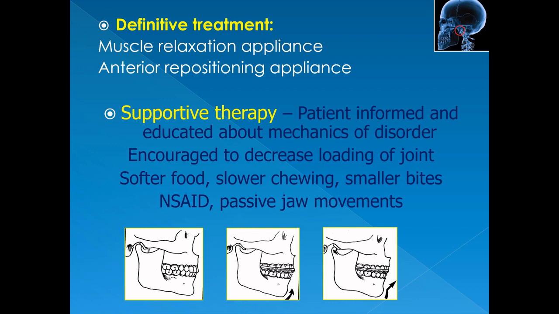Now the supportive therapy. Here the patient has to be informed about the mechanics of the disorder and the adaptive process that is essential for treatment. The patient should be encouraged to decrease loading of the joint. Softer foods, slower chewing and smaller bites should be promoted, and if inflammation is present, NSAIDs should be prescribed, and passive jaw movements will also help in this situation.